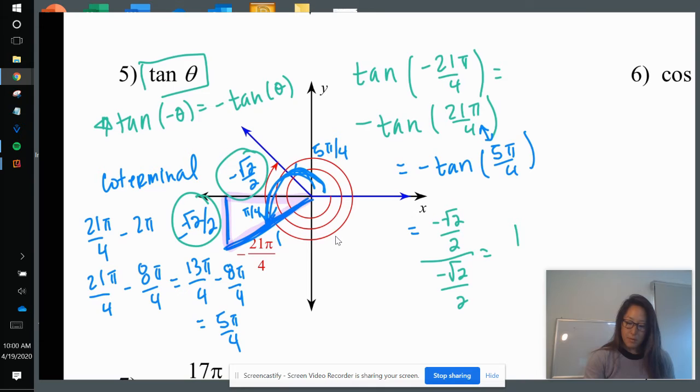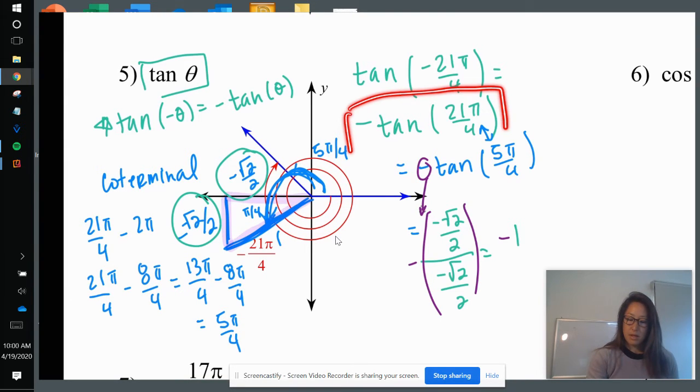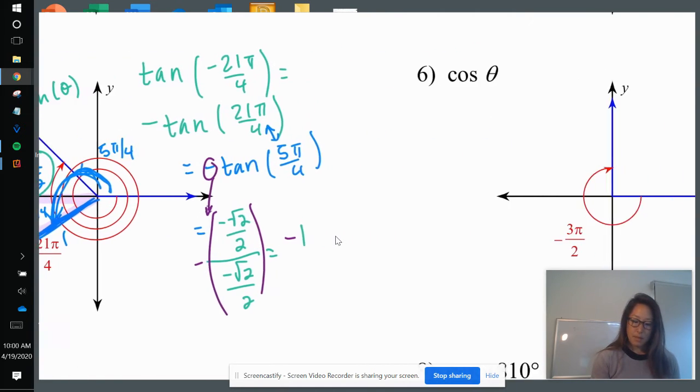But I have a problem. I need to bring down the negative sign, so this is going to be negative 1. There are lots of ways to do these problems. You do not have to use the even odd function rule in the beginning. You can go ahead and just solve the problem using your coterminal angles. In fact, we'll do it right now.